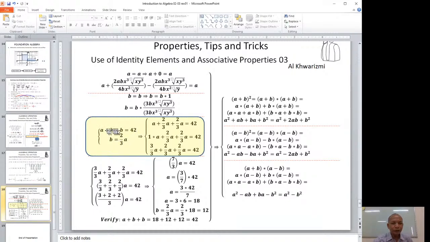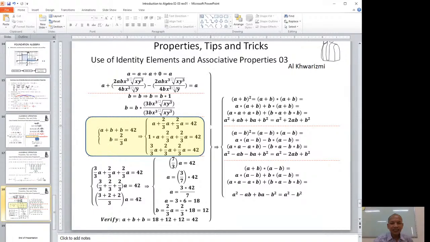So we buy two things, A and B. The total cost, the total expenditure, is 42, and we know the relationship, the comparison between the price of A and B, is B equals 2 over 3 A.